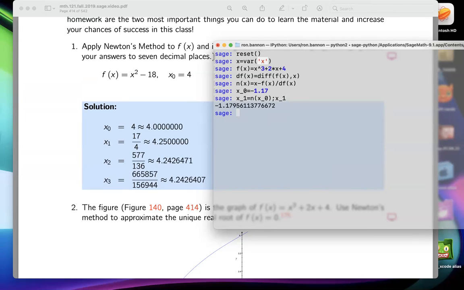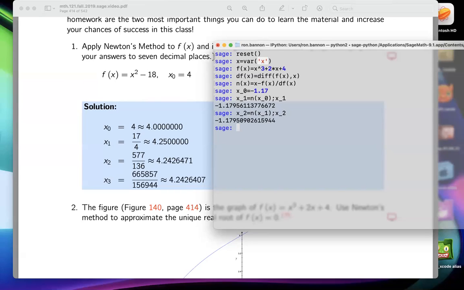Let's put down X2 now. X sub 2 is going to be N, that Newton function we just defined, of X sub 1. And we're going to display X2 now. And what do I get? Let's see if we get the same number they got. Minus 1.17. Yeah, it's the same number. Amazing.